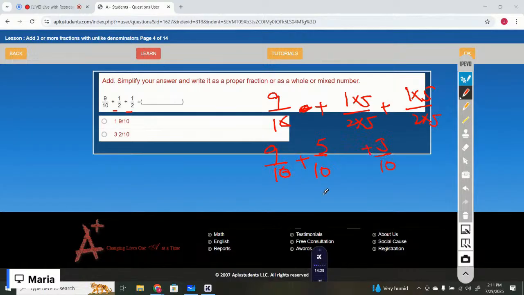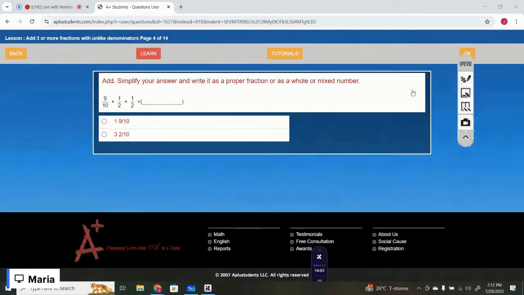So that is 10 plus 9 is 19 over 10. So let's just divide 19 by 10. 10 times 1 is 10. 10 minus 19 is 9. So that is 1 whole 9 over 10. Option number 1 is the correct option. That would be 1 whole 9 over 10.